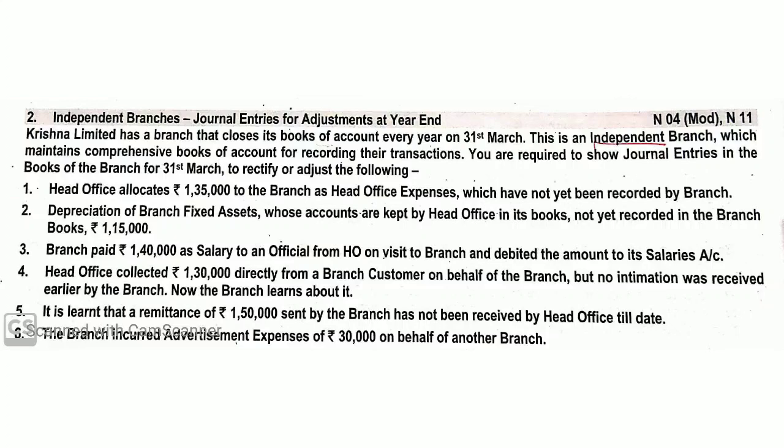If it is wrongly made, you have to rectify. What are the transactions for which we have to make journal entries? The first one: the head office allocates rupees 1,35,000 to the branch as head office expenses, which have not been recorded by the branch. Please listen. This is a branch expense, now allocated by head office. So as far as the branch is concerned, these are expenses of the branch, which have not been recorded by the branch so far.